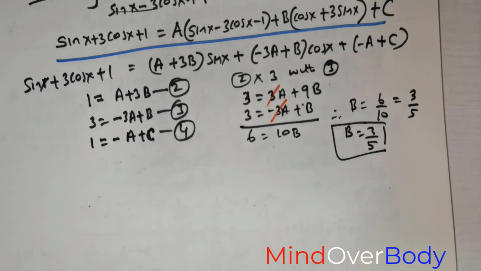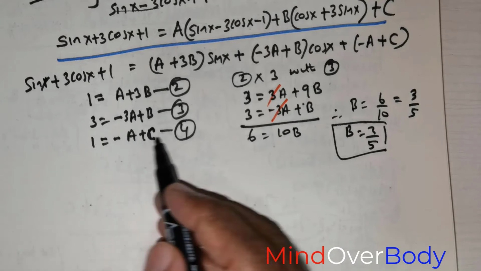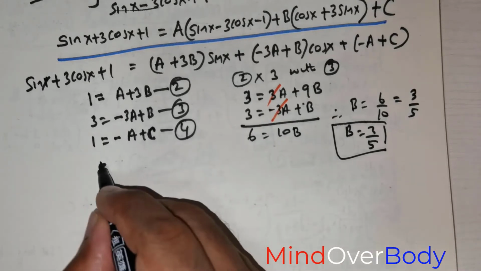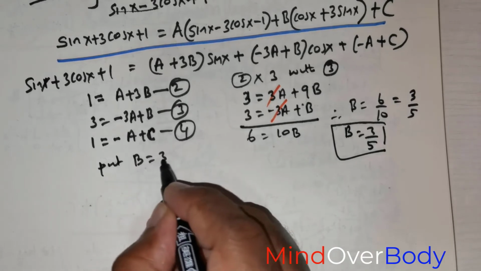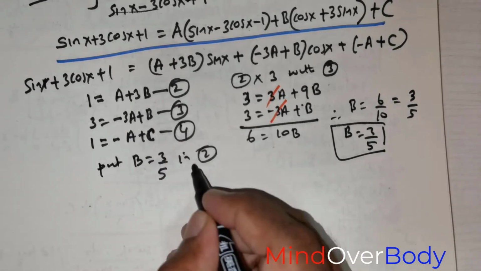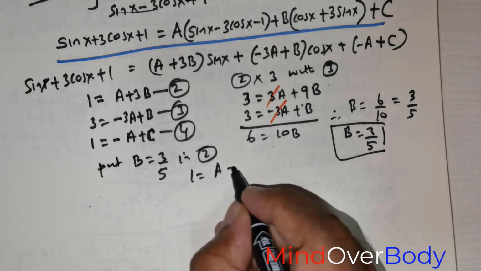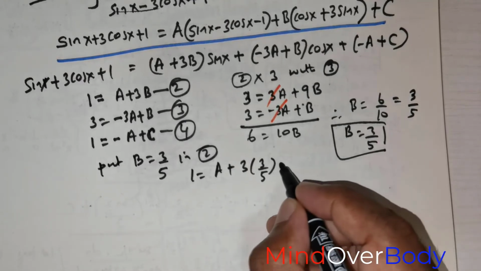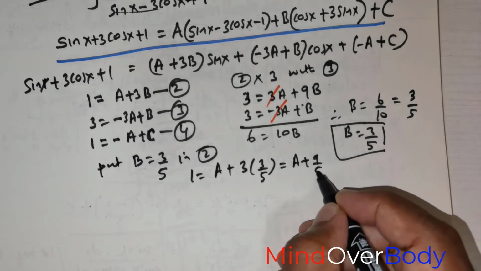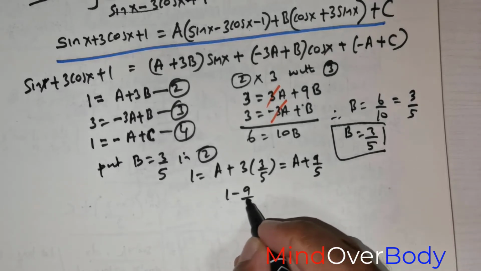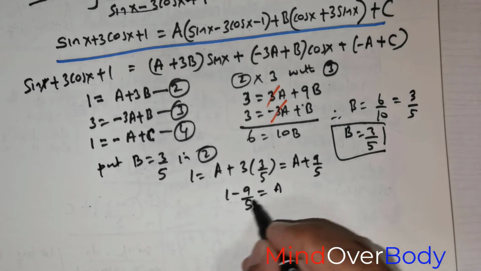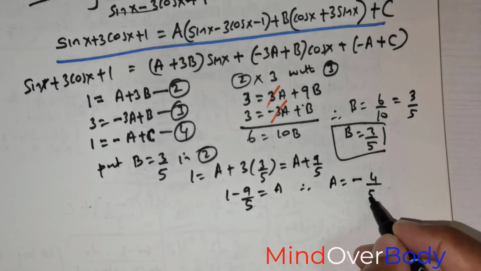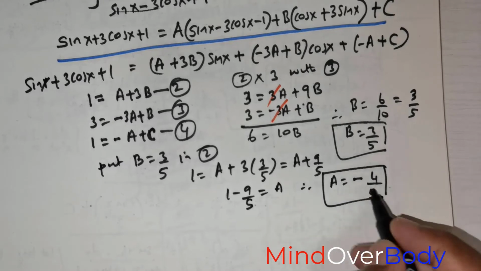I got the value for b, and if I were to substitute b is equal to 3 over 5 in 2, that would give me 1 is equal to a positive 3 times 3 over 5, which is going to be a positive 9 over 5, which is nothing but 1 negative 9 over 5 is equal to a. So therefore a will be negative 4 over 5. So a is negative 4 over 5.